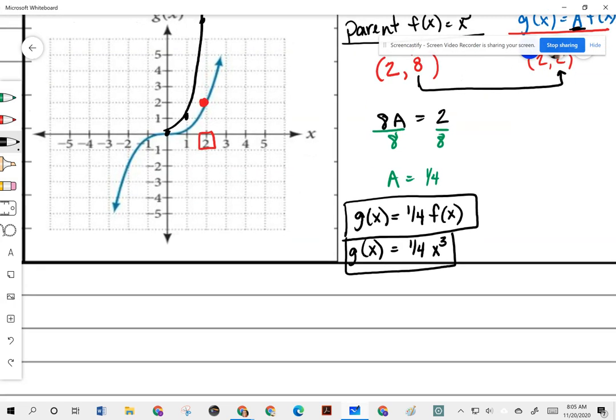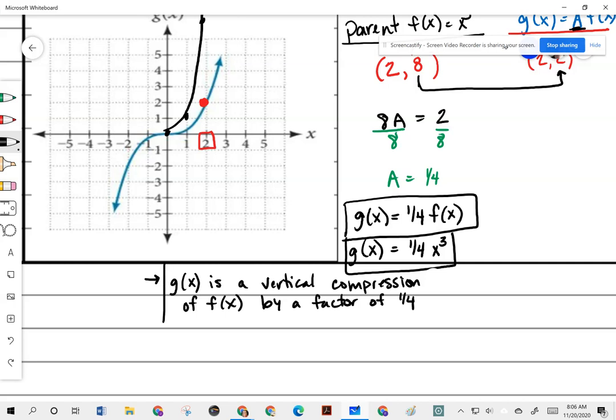So just to make sure that this is also a way to write it in words, that g of x is a vertical compression of f of x by a factor of 1/4. So in words, this is what I would like you to be able to say. G of x is a vertical compression of f of x by a factor of 1/4.